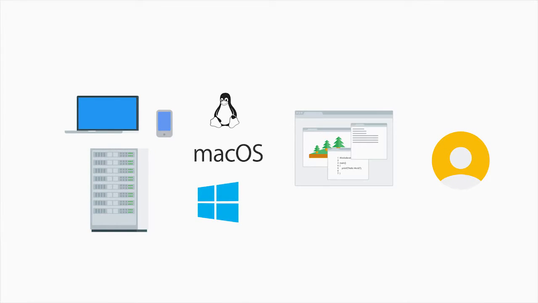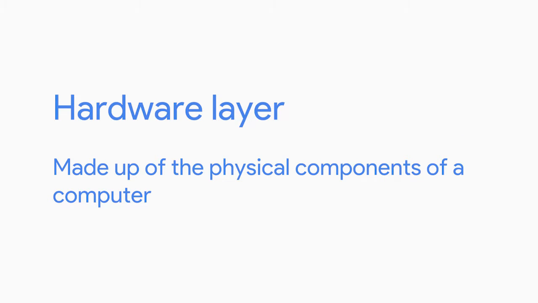For the rest of this course, we'll deep dive into the layers of computer architecture and learn all the parts that make up a computer. A computer can be cut into 4 main layers: hardware, operating system, software, and users. The hardware layer is made up of the physical components of a computer. These are objects you can physically hold in your hand: laptops, phones, monitors, keyboards.